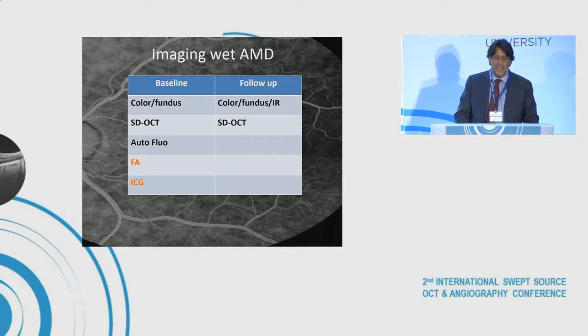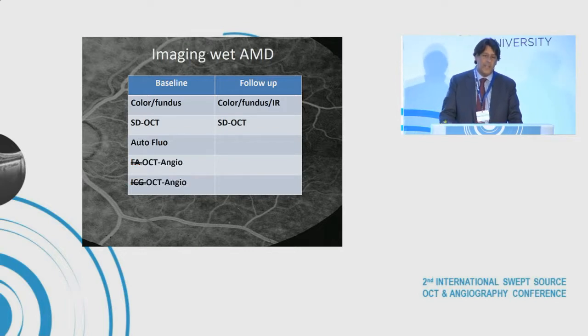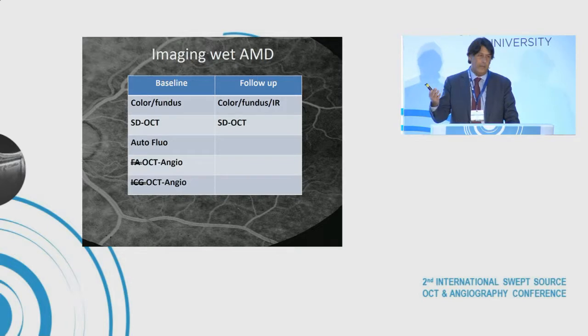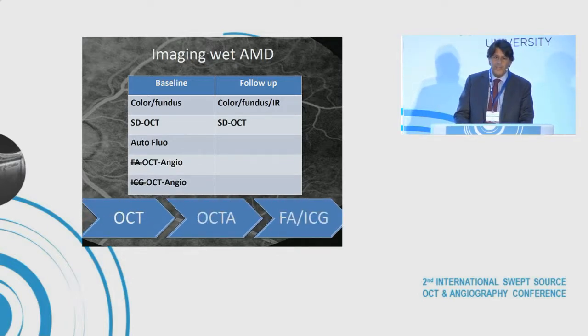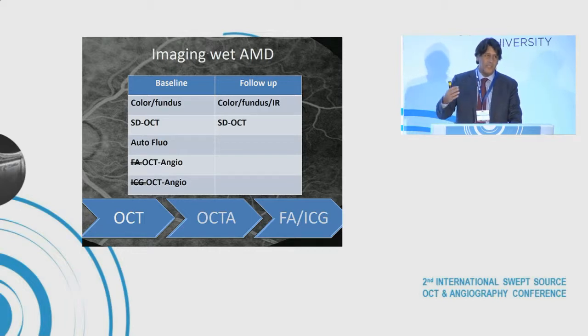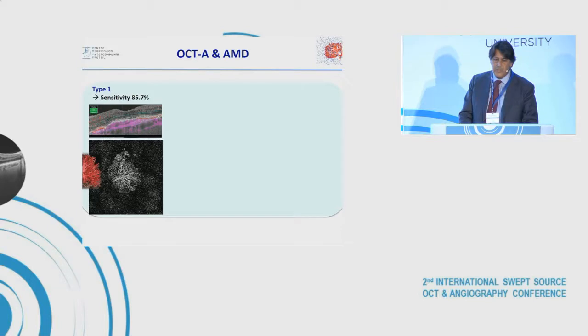Actually, we perform FA and ICG at baseline. We don't anymore use it so much for the follow-up of the patient in exudative AMD. So the question is, does it have the potential to replace FA and maybe also ICG? In our practice, we perform OCT and OCT-A at the same time, and after that we decide if we still perform the FA and ICG at baseline on our patient, if it's useful.